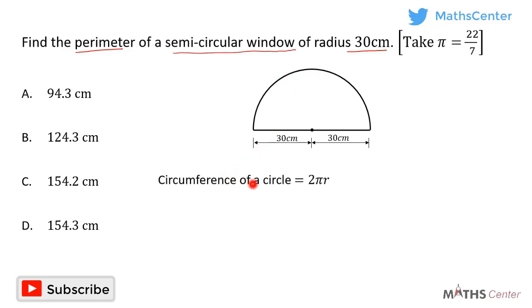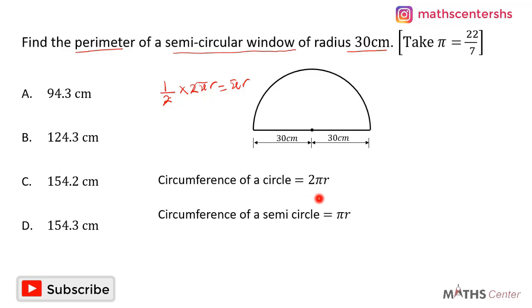We know that the circumference of a circle is given by the formula 2 pi r. This is a semicircle. A semicircle is half of a circle. So if the circumference of a circle is 2 pi r, then the circumference of a semicircle will be half of 2 pi r, which is 1 divided by 2 times 2 pi r. 2 and 2 will cancel out, and so you'll be left with pi r. So the circumference of a semicircle is given by the formula pi r, where r is the radius of the circle. The question tells us that the radius is 30 centimeters.